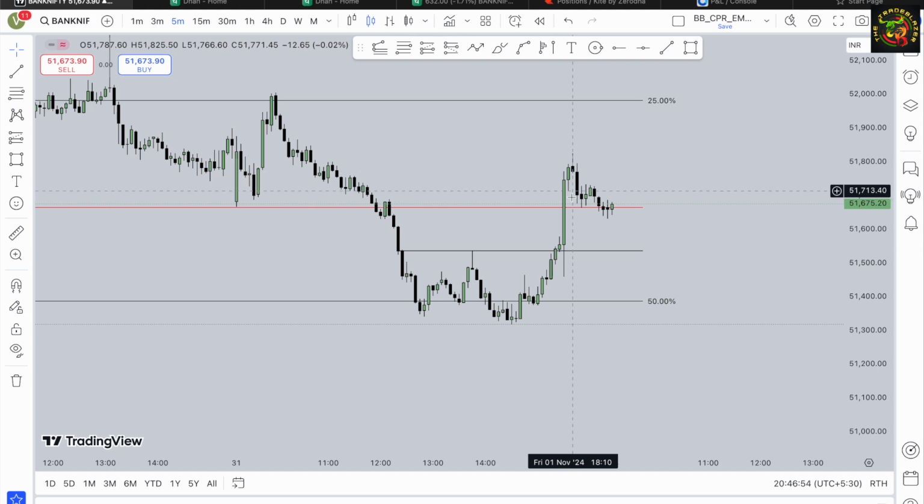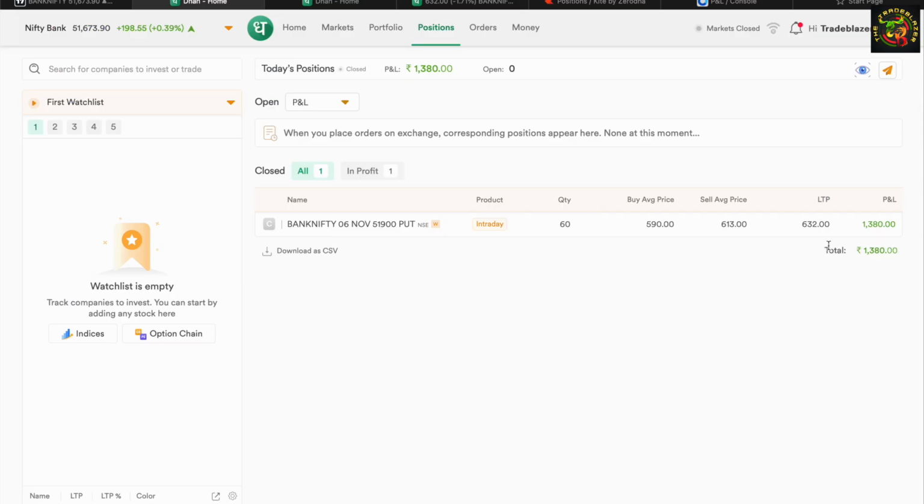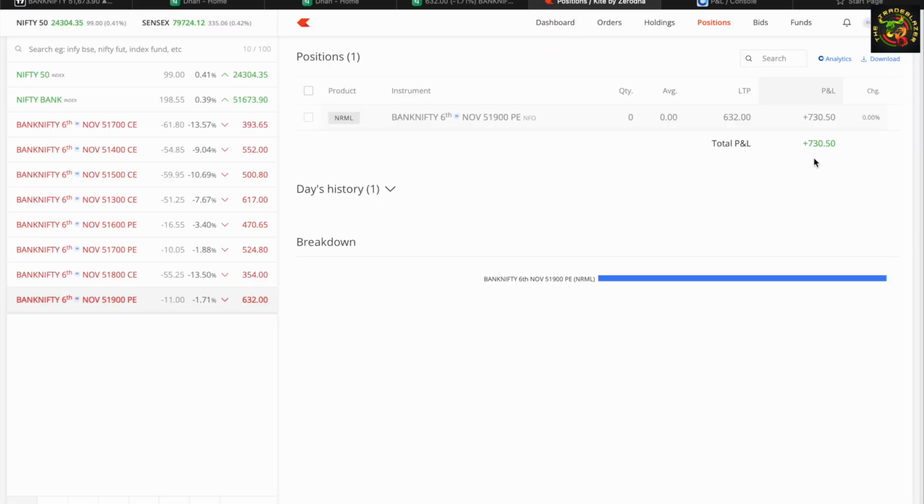Ideally we could have gone for this target, but today there is only 1 hour of trading. So as soon as it goes into green, I wanted to exit. That was the only plan today. With that, I made a profit of around 1400 in Dhan with just 60 quantity, and then some 700, and overall it's like 2000 of profit in both the accounts today, just to close in green. Okay, and that was that.